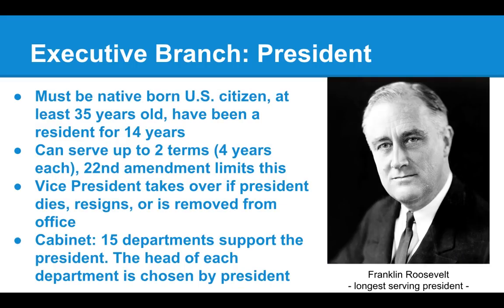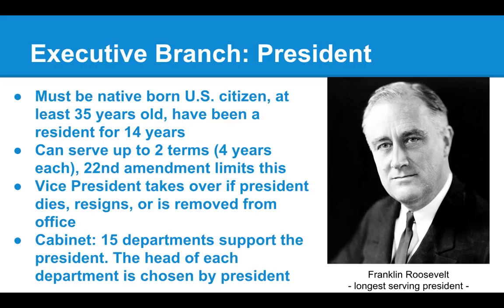Okay, so to be president, you must be a native-born U.S. citizen. That means you were born in the United States, or you were born on a United States military base. Technically, if you were born in another country, but both your parents are American citizens, you are also an American citizen. So all of those are fine ways as long as you were born a citizen. If you had to come here and apply for citizenship, then you cannot be president.